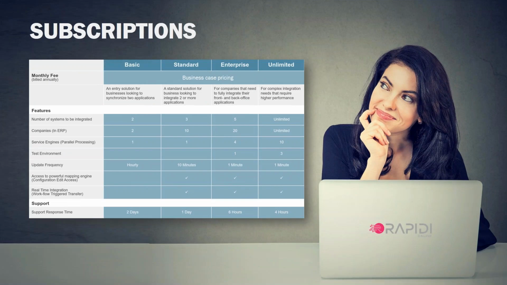We also have some pre-configured subscriptions that you can choose. The parameters that you should be looking at are mainly the number of systems you want to integrate, how many companies you have in ERP, and how frequently you would like your synchronization to run. We also have the possibility to build a custom subscription that matches your specific requirements. So you do not necessarily have to fit into one of these categories. We can build one that matches your business case precisely, which will, in most cases, make it more affordable for you.